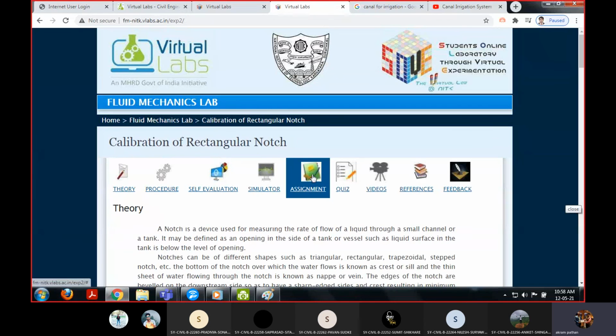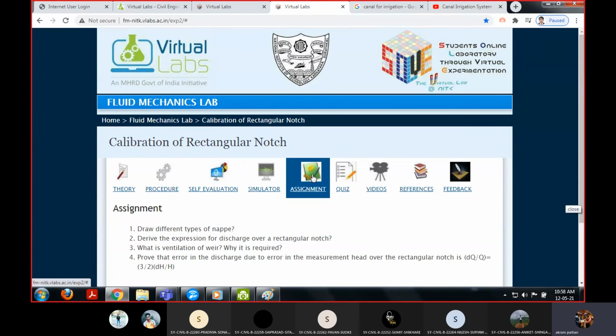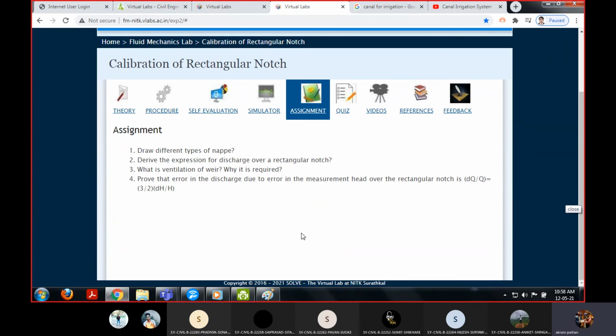So again, we have the assignment here, and it is expected that you do this particular assignment. We have the assignment questions also. Draw different types of notches. Then the second question in the assignment is: derive the expression for discharge over a rectangular notch. Then what is ventilation of weir, why it is required, and the fourth question. In case of the theory also, we have all the questions.